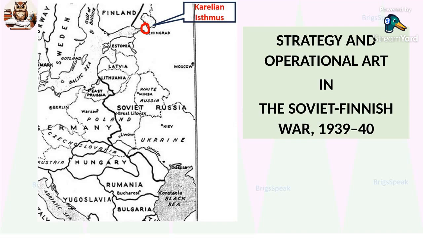This part is on the strategy and operational art in the Soviet-Finnish War of 1939 to 1940. This happened in this area, the Karelian Isthmus, which borders Finland. The Soviet-Finnish War exposed critical weaknesses of the Red Army's strategy and operational art, shaping Soviet military doctrine in the lead up to World War II.